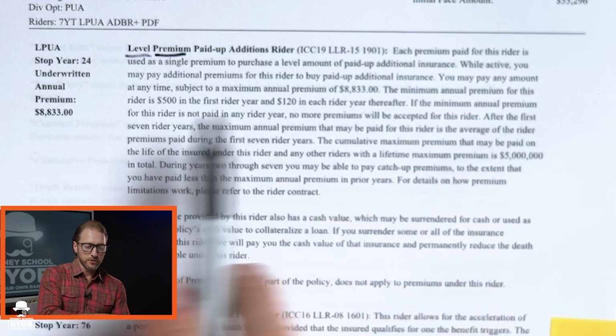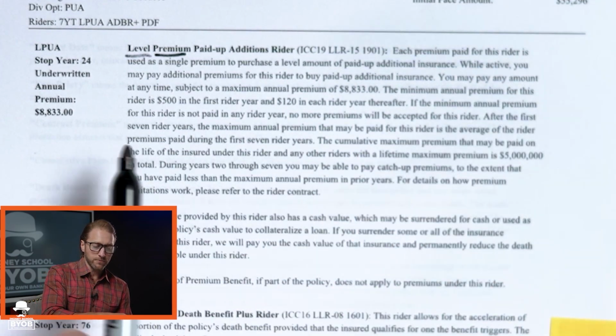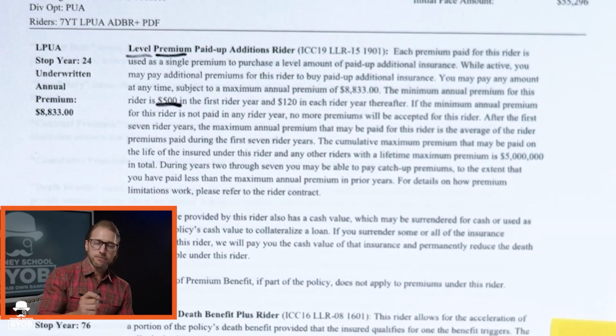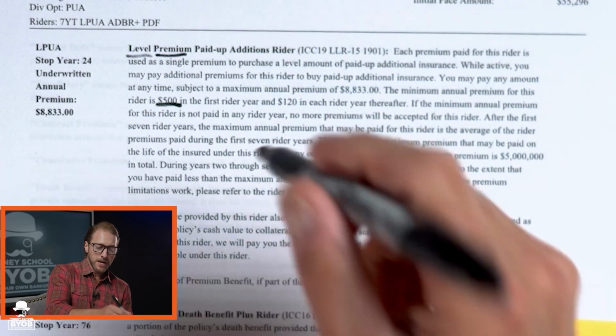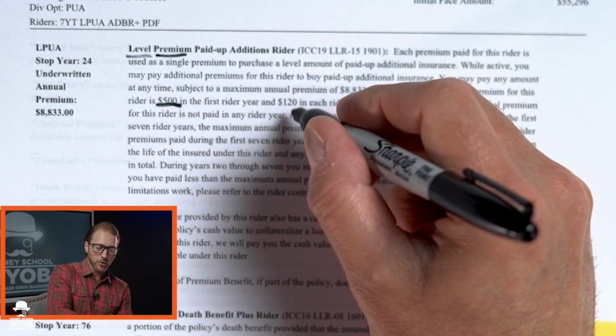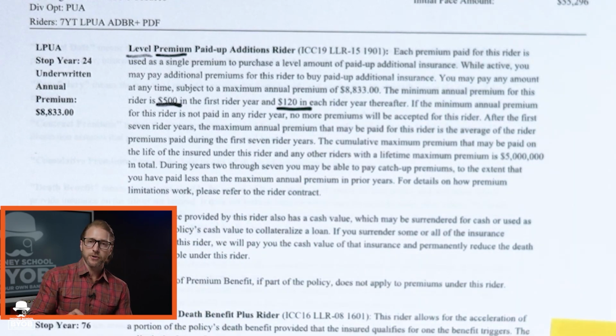Now in this particular paragraph here, it's just explaining, and it also goes through the minimum annual for this. So there is a minimum and it's $500 in this particular policy. So you've got to at least do $500 a year. And right here, the first rider year and $120 each year thereafter. Now, the 120 is a really important number.